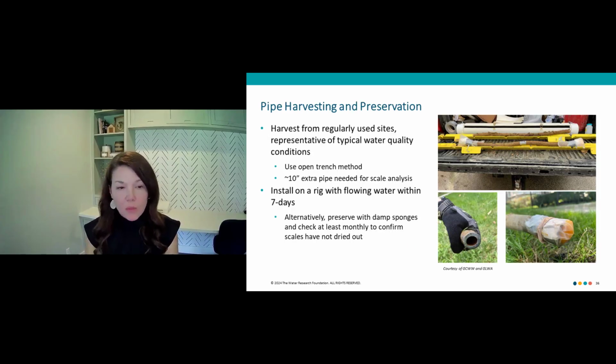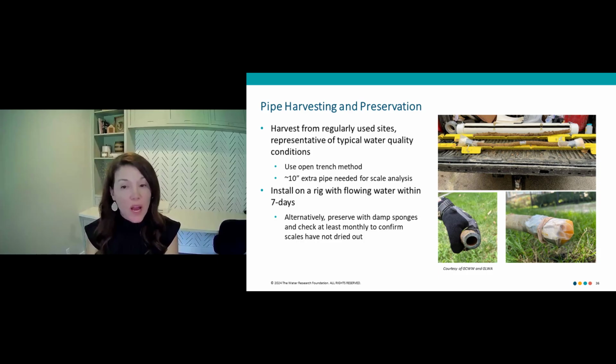So one of the steps in the pre-startup phase that I wanted to highlight is harvesting and preservation of different service line materials. If this is not performed properly, it could impact the duration of the acclimation phase and the overall data and interpretation of those results, as well as the overall study. So it's really important to spend time thinking about and making sure you've got proper procedures for harvesting and preserving these materials.